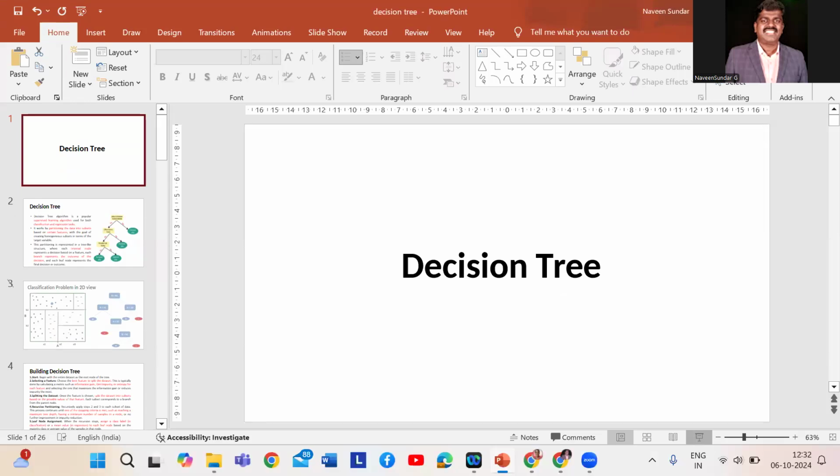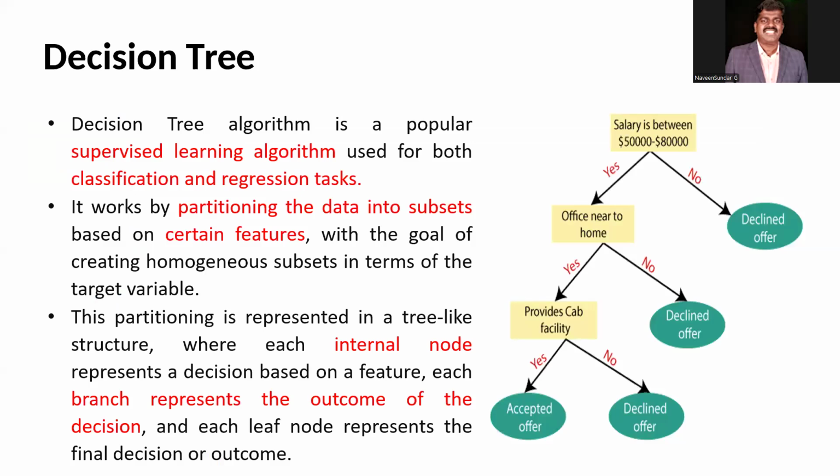So first, let us see what this decision tree is all about. The decision tree algorithm is a popular supervised learning algorithm. As you know, ML algorithms have two categories: one is supervised and the other is unsupervised. And here we are talking about the supervised learning algorithm.